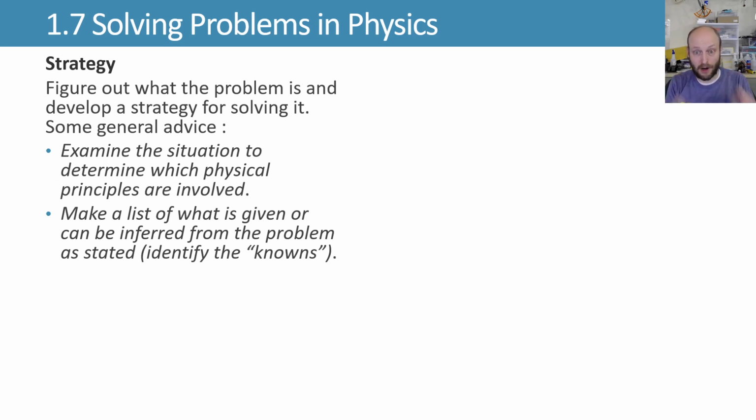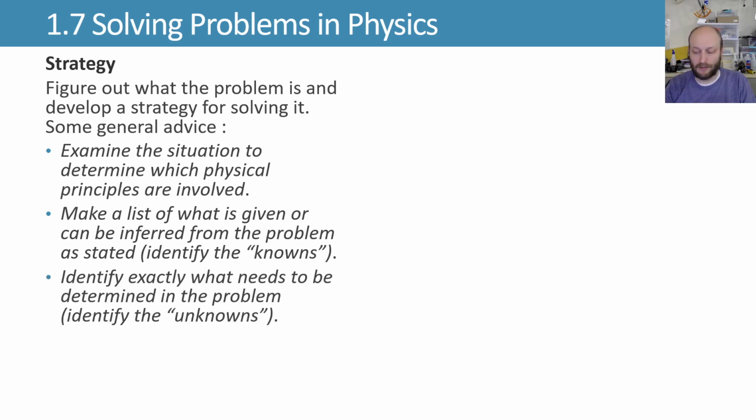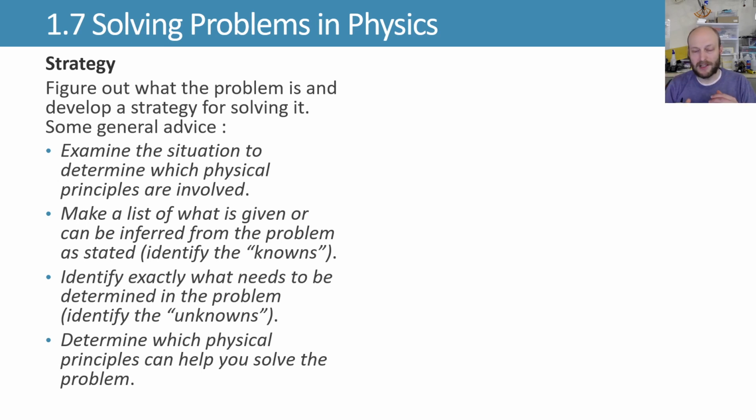So what do we start off knowing? And then again, from the problem statement, what are we trying to find? What do we need to determine? What are our unknowns? So knowns, unknowns, and then figure out what physical principle will help relate the things we know to the things we don't know in order to be able to plug in the things we know and solve for the things we don't know. So that's the basic idea.